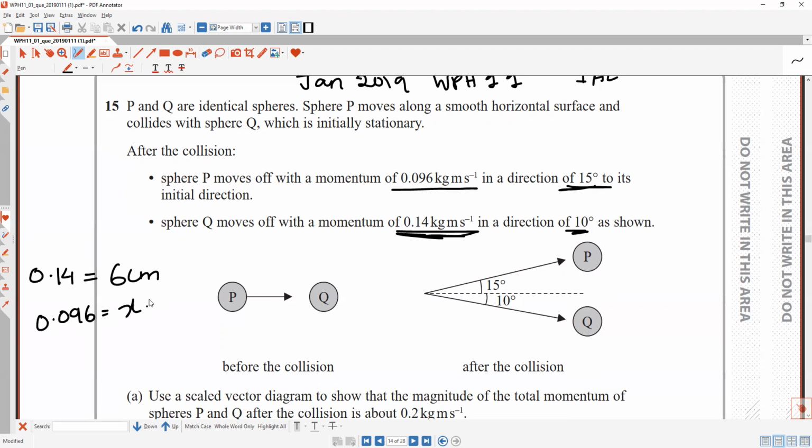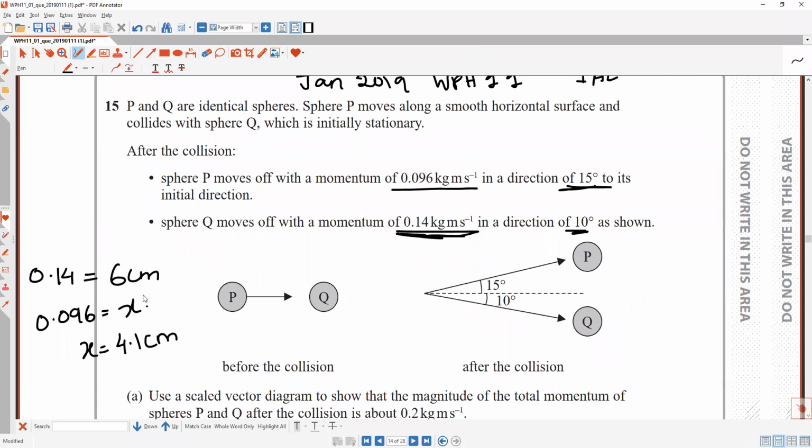Try that. 0.14 centimeter. Yes, correct. Do this in your calculator. How much is the x? I'm pausing the recording. Okay, so for 0.14, I took it as 6. If you want, you can take it as 8 centimeters also.